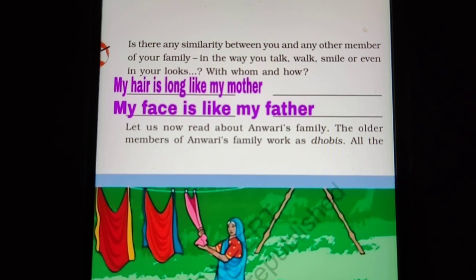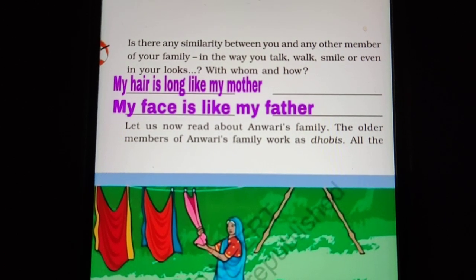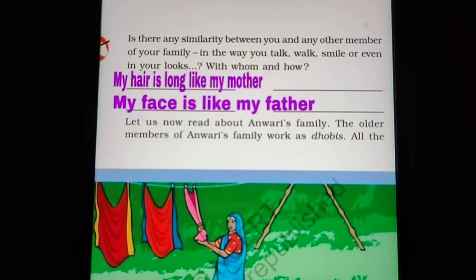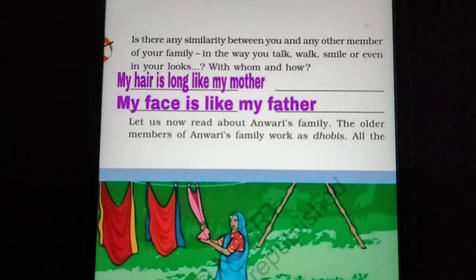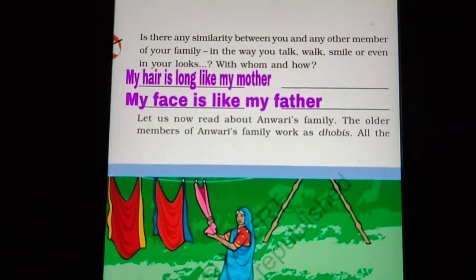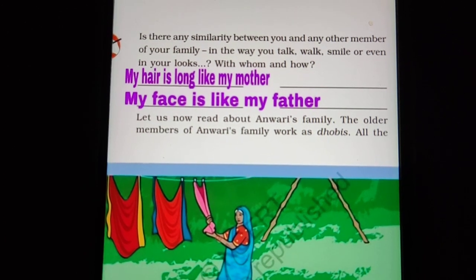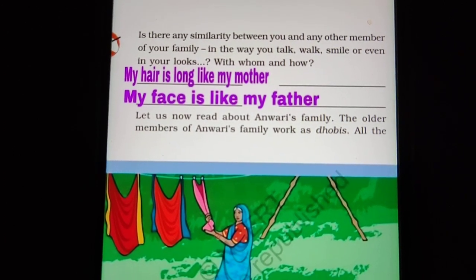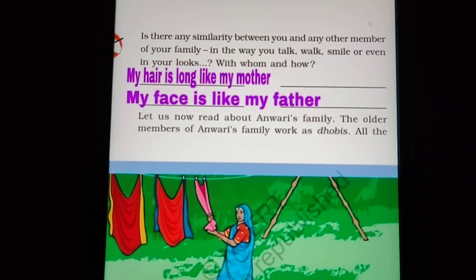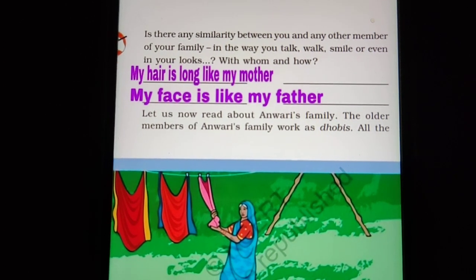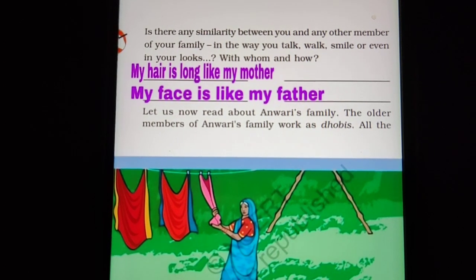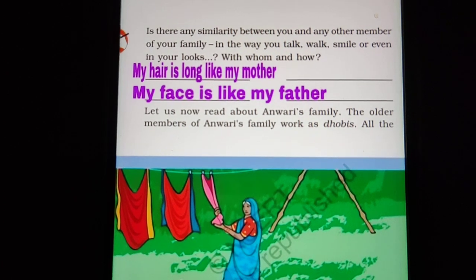So students, you must also have the same similarity with your parents. Some might have a smile like their father, right students? Or they have the walk like their mother, or something else, right? So now let's see what is next. Let us now read about Anwari's family.